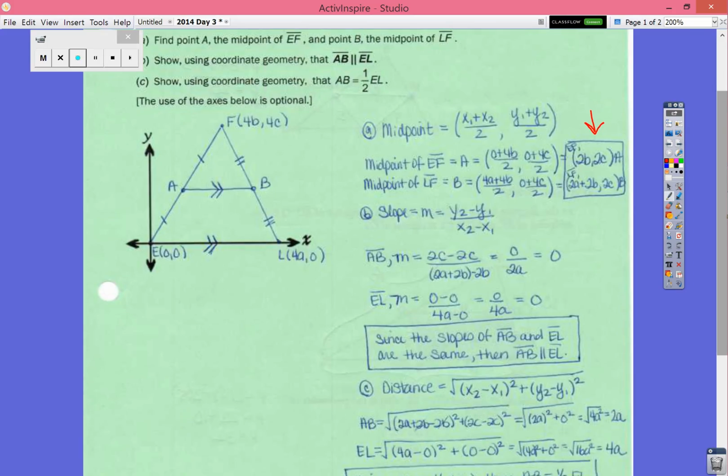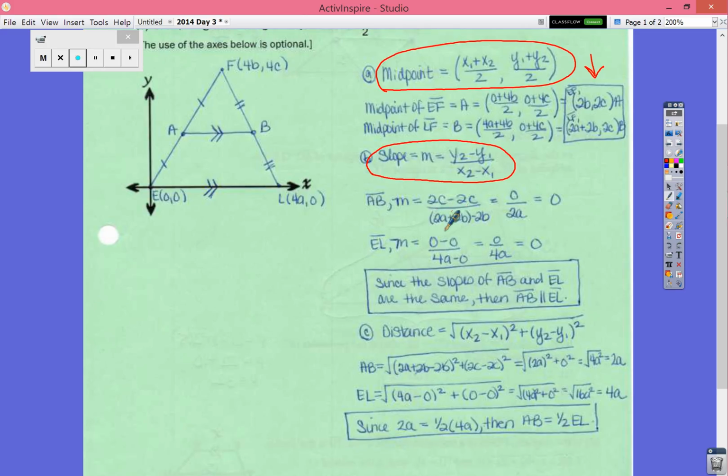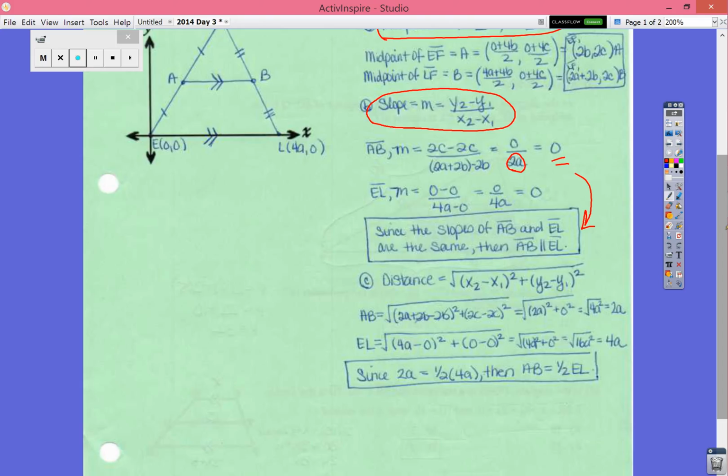Moving down to the slope, again, notice each time I'm writing the formulas. In the coordinate geometry proof, that is your first step. And then the slope of AB, 2C minus 2C over the expression 2A plus 2B minus 2B. And then the slope of EL, which was 0 minus 0 over 4A minus 0. You can see that both of the slopes are 0 divided by an expression, which is 0. So therefore, the line segments AB and EL are parallel. We may need to look again at how we phrase our "since, then" statements.